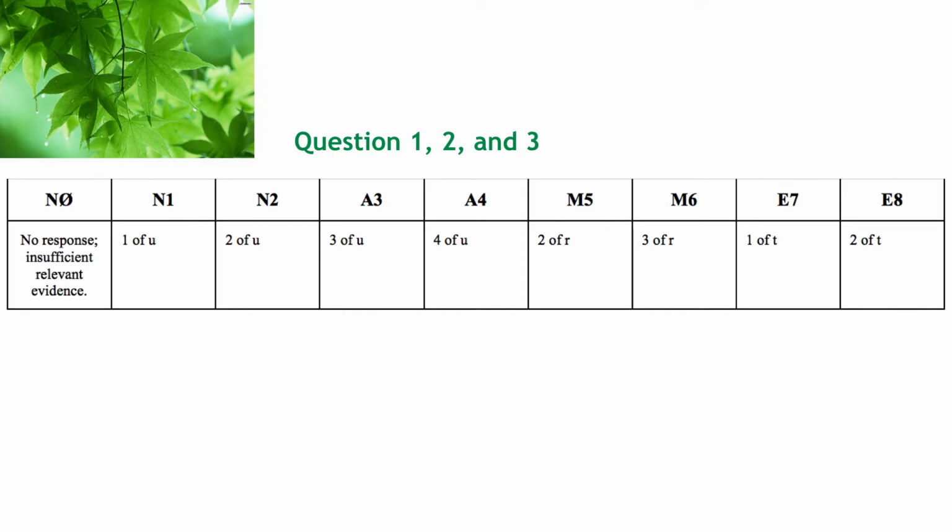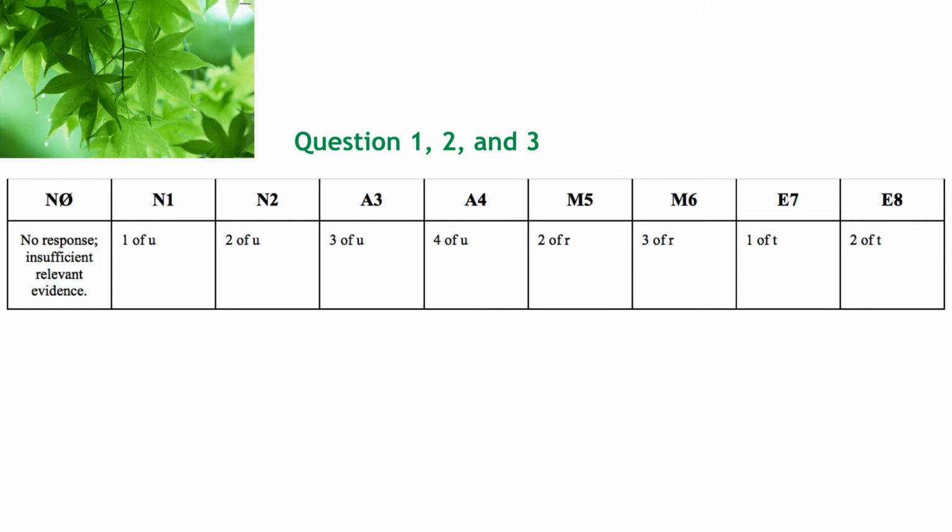If you take all of question 1, add up all the U's that you have. If you just had one single U, that would give you an N1. If you had 2 U's, that would get you an N2. If you had 3 U's, that would get you A3. 4 U's would get you A4. So that's just looking at how many U's you've got. If you don't have any U's, so you've got no marks, no U's, no R's, no T's, then that would give you an N0 as your grade for that question.